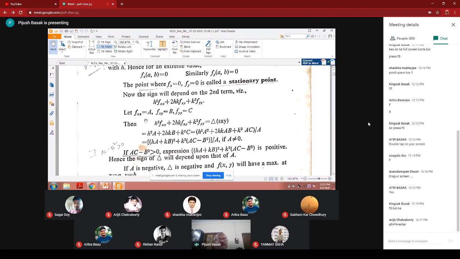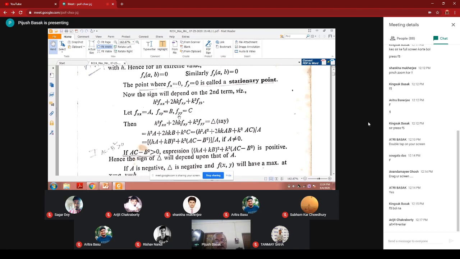So supposing, for our mathematical convenience, that fxx, the second order partial derivative with respect to x, is capital A, then the result will be simple. fxy is equal to B, fyy is equal to C, and the second term h square fxx plus 2hk fxy plus k square fyy is equal to delta, say. This is h square A plus 2hk B plus k square C, because I have supposed that C is equal to fyy.